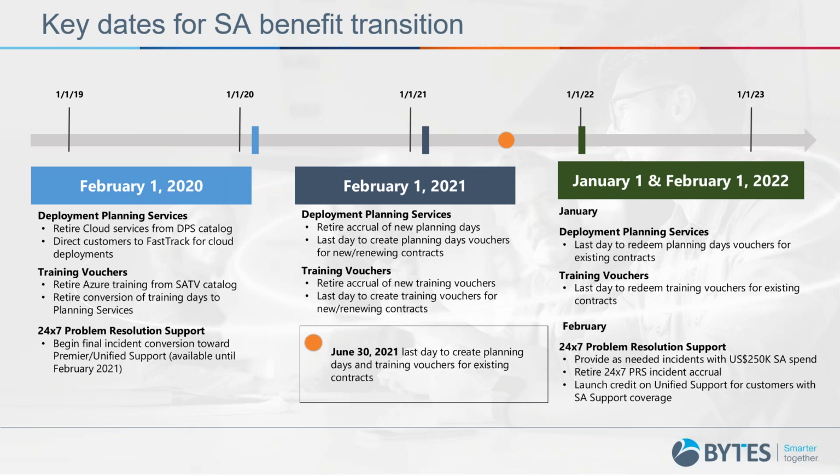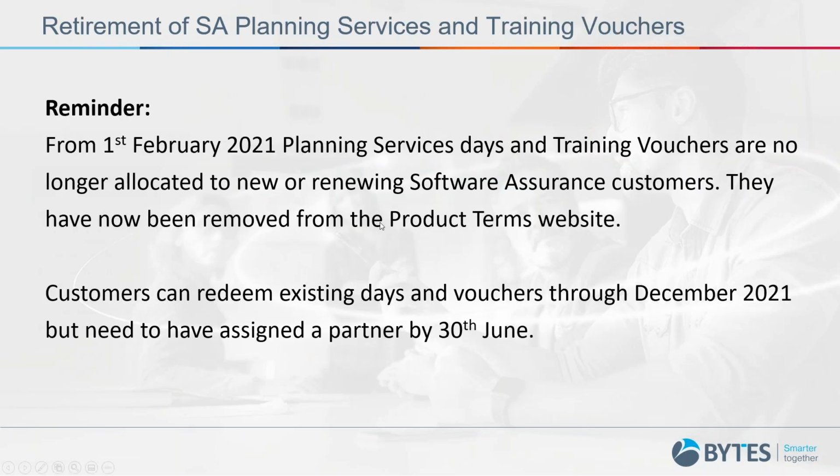So on the next slide, just a reminder again, to ensure that your customers who still have existing DPS days and training vouchers get these assigned to partners by the 30th of June. Once they're assigned to partners, they have until December 2021 to use them. And that's all from me. Over to you, John. That's great.